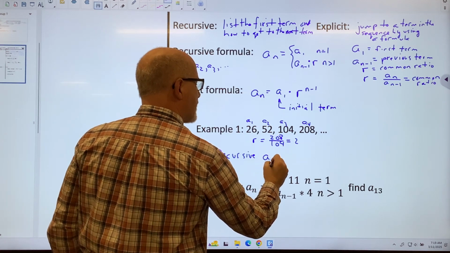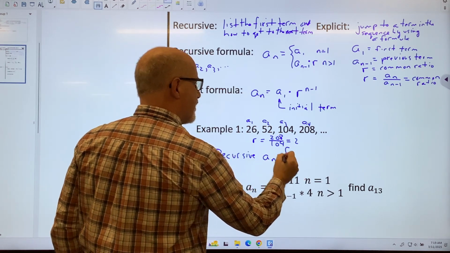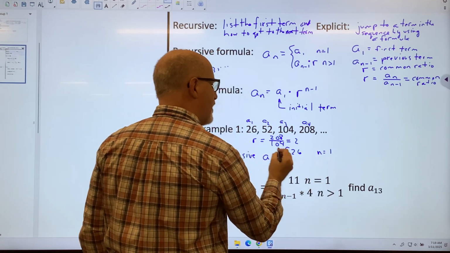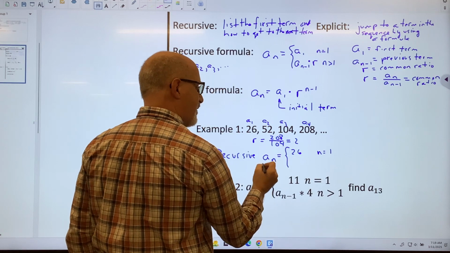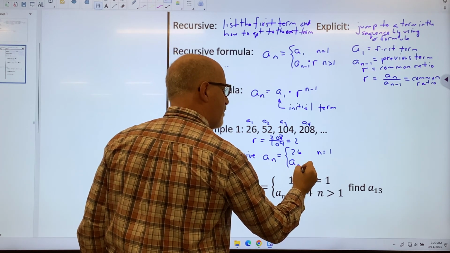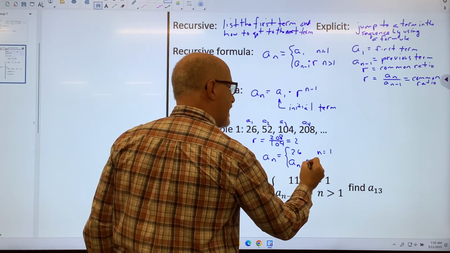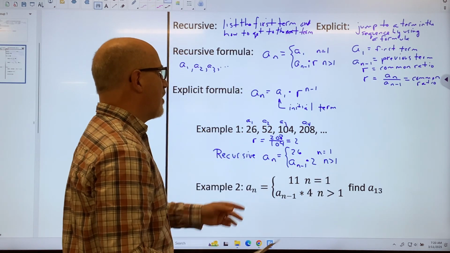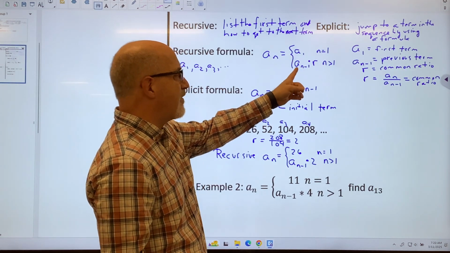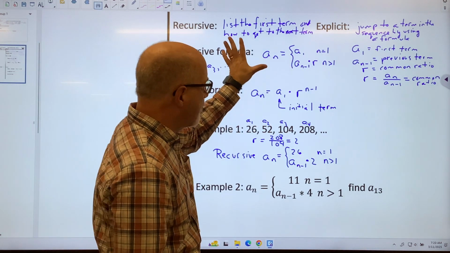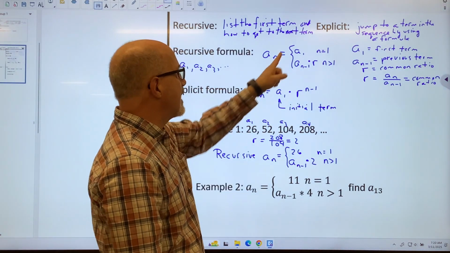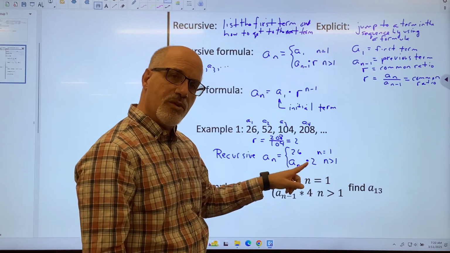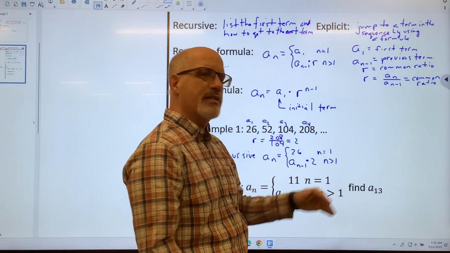So if I'm listing my recursive formula here, my recursive formula is going to be a sub n equals, you define the first term is 26 for n equal to 1, and then to find the next one, you take the previous term, a sub n minus 1, times the common ratio for n is greater than 1. Notice that the only thing that changes here, what we have to fill in for this formula will be exactly the same each time, except you have to fill in the first term and the common ratio. So those are the two pieces that change, otherwise the formula is the same.